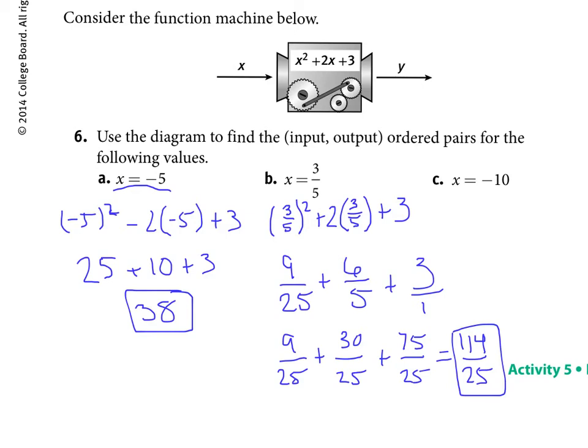That was the hard one. I'm going to give you the easy one and have you do C on your own. Okay. Well, if you input this in correctly, you should have gotten 100 minus 20 plus 3, which is 83.